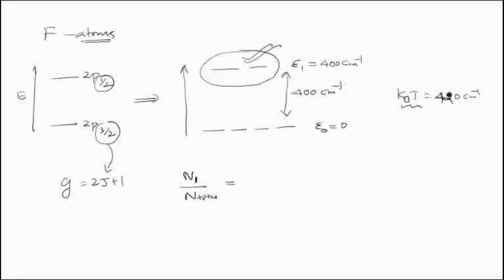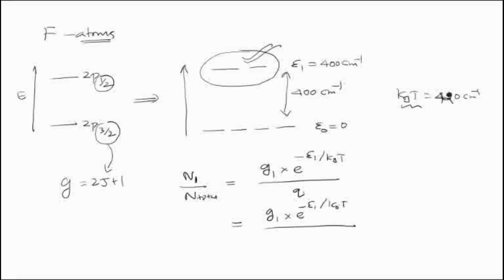And this is equal to, we have the formula n1 by n total according to Maxwell-Boltzmann statistics. n1 by n total can be written as the degeneracy of the excited state G1 into e power minus E1 by kBT divided by the molecular partition function Q. Okay, and G1, I'll write this once again.